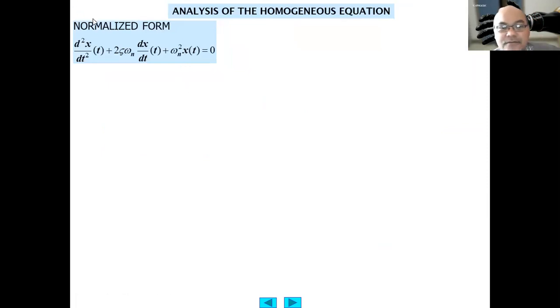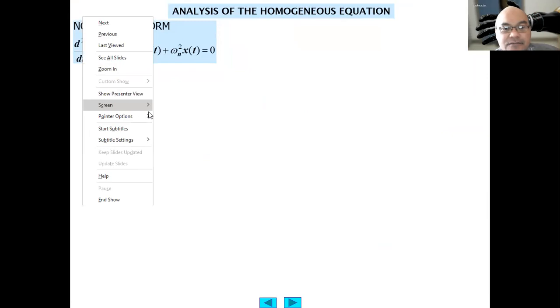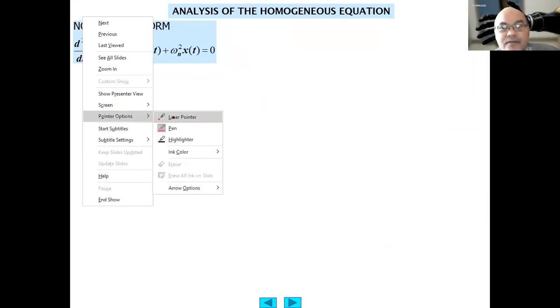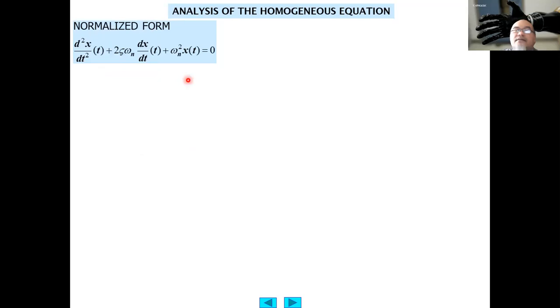Okay, let's go further with the analysis of the homogeneous equation, that is when the forcing function equals 0. So in the normalized form, d square x dt square plus 2 zeta omega n dx dt plus omega n square x(t) equals 0.